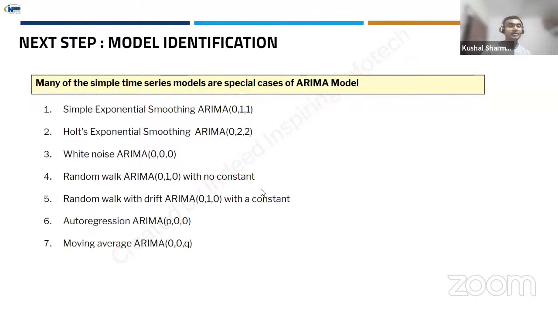Now let's move ahead and understand that there can be so many models which can be created just by changing these values. So you can see simple exponential smoothing ARIMA, Holt's exponential smoothing ARIMA, white noise ARIMA, random walk. The values are changing. Random walk with no constant, random walk with drift, then autoregression, moving averages.